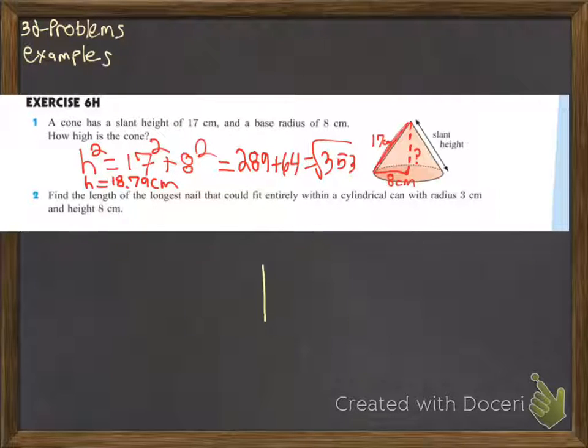Alright, number 2. Find the length of the longest nail that could fit entirely within a cylindrical can with radius 3 centimeters and height 8 centimeters. So if you don't know what the cylinder looks like, here we go. Something like this, of that figure. And the nail is the diagonal. The longest is, yeah, so that's the radius. Let's draw what we know: the radius is 3 centimeters, and the height is 8 centimeters.